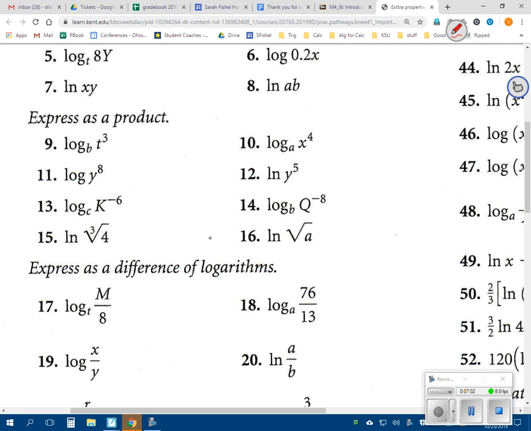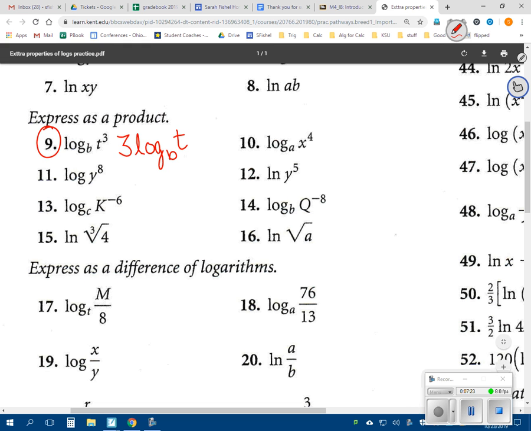Okay, let's look at number 9. I have an exponent. An exponent comes to the front, log base b of t. There's still only a single log. You just need to remember that that exponent can come to the front and get multiplied there. That was the third property we learned.